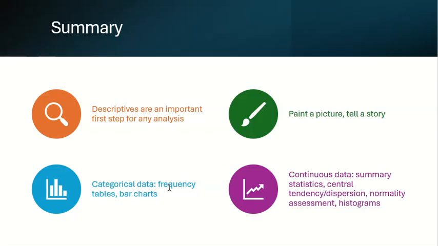Categorical data, of course, we represent with tables and bar charts. So it takes a little practice getting used to, just knowing what to go to with the type of data you have. If you see a series of numbers, well, we're looking at summary statistics, central tendency, and dispersion, normality assessments, looking at histograms, and those kinds of things. All right, so that's just a basic introduction to descriptive statistics, an important foundation to any kind of analysis.